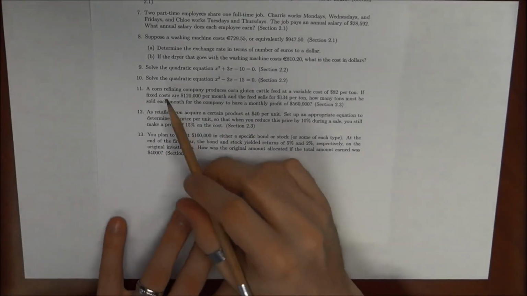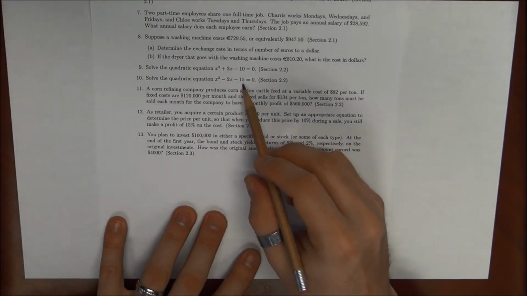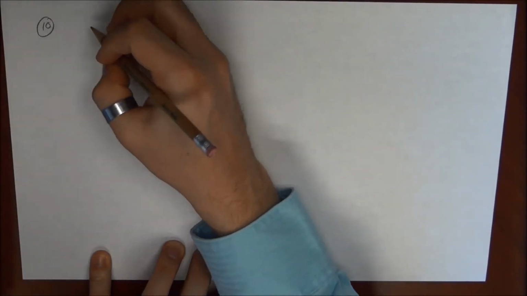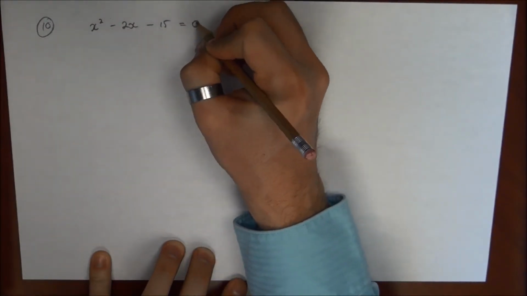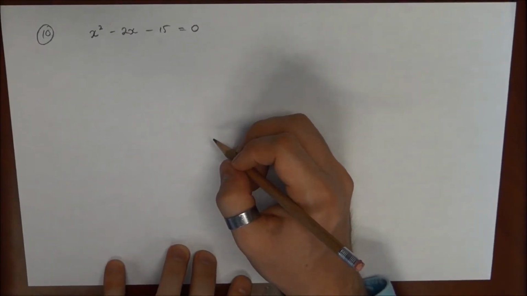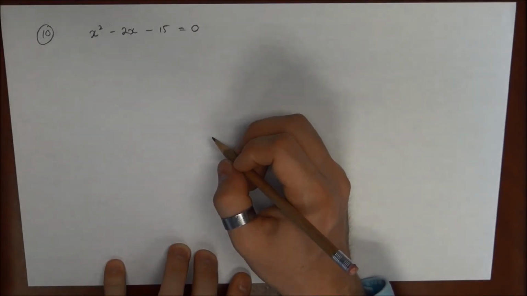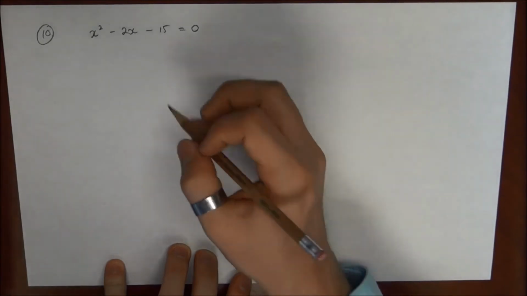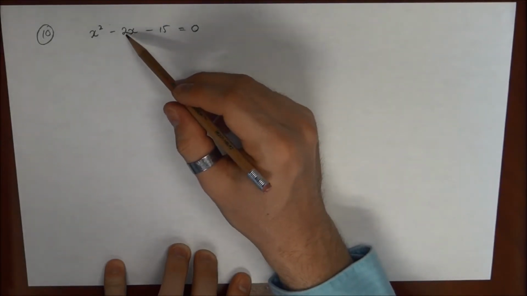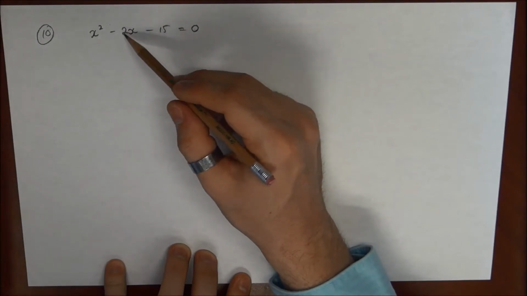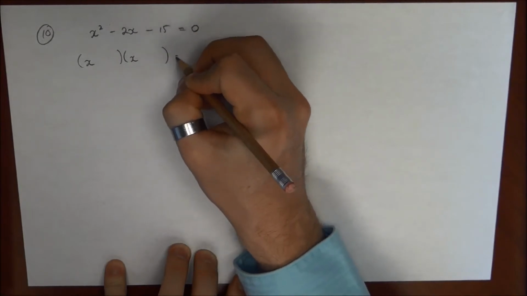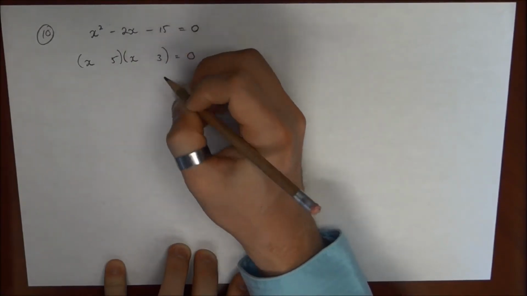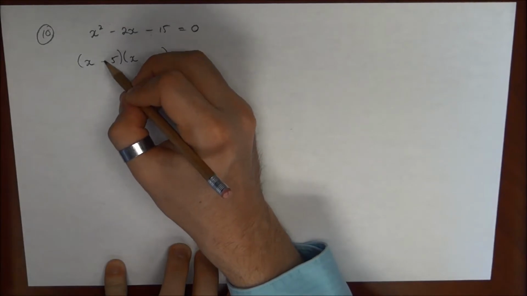In number 10, solve this quadratic equation. So let's write down number 10. X squared minus 2x minus 15 equals 0. So here I'm going to try and factor it. I'm looking for factor pairs of 15. The difference should be a 2. Seems like 5 and 3 would work. 5 and 3. Different signs, bigger one gets a negative.